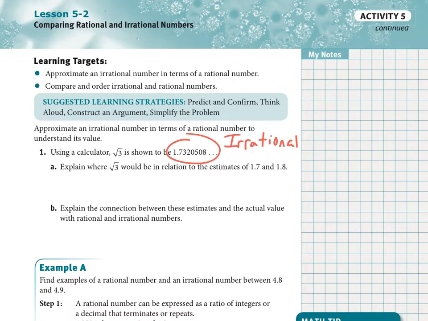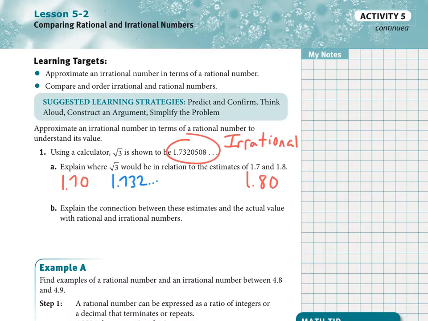Okay, so part A, can we explain where the square root of 3 would be in relation to 1.7 and 1.8? So if we have 1.7 and 1.8, and we want to know where 1.732 is, just remember 1.7 and 1.8, you can put zeros after that. You can put as many zeros as you want. So our estimate of 1.732, the actual beginning of the real value on a calculator, is going to lie somewhere in between. It's between 1.70 and 1.80, that would be the 1.73.